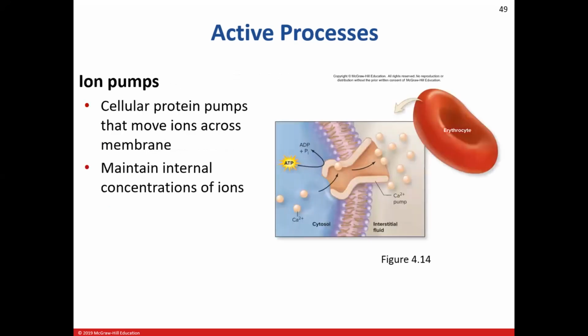So let's look at the ion pumps that are involved here. Ion pumps are cellular protein pumps that move ions across the membrane, and they help to maintain the internal concentrations of the ions. So if we look here, again, we are utilizing energy. We're utilizing ATP, and you'll see ATP goes through the process and it gets broken down. So now we have the energy released from the bond that was formed with that phosphate group. But now we are left with ADP and this inorganic phosphate group.